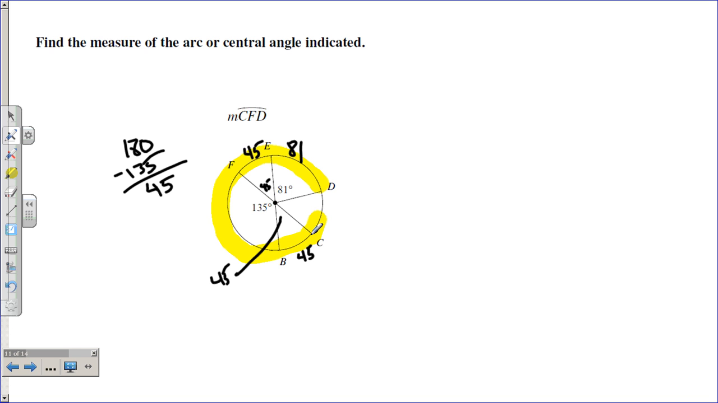Now look at what all we have. We now know how far it is from here all the way to here, because I know this is 180, so I go 180. I know this is 45, and I know this much is 81. So if I add all those together, I'd have 316. So that arc is 316 degrees. That's how you're going to have to use central angles and figure out these things.